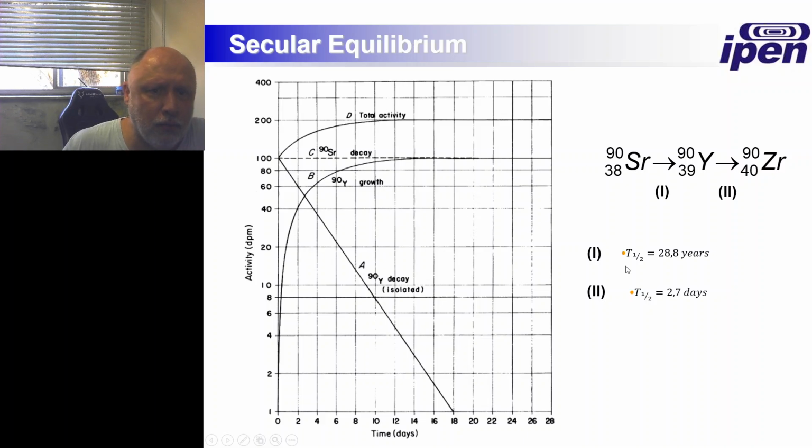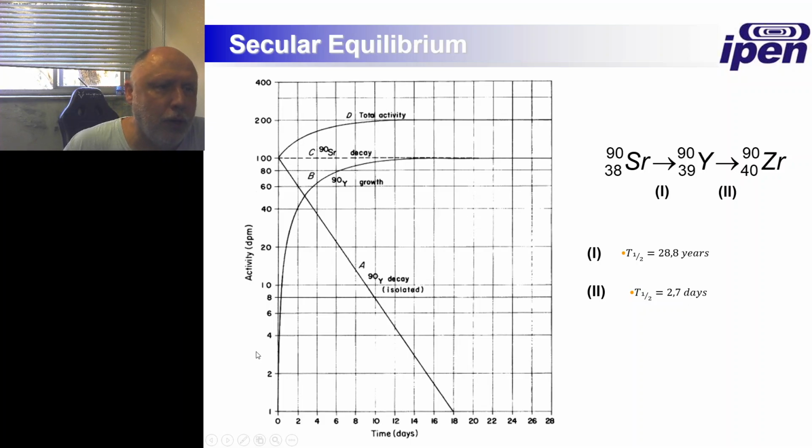Strontium 90 has a half-life of 30 years, 28.8 years. Yttrium 90, 2.7 days. A lot less, right? When we say a lot less, we usually talk about 100 times. It's a good measure. So this is much more than 100 times, right? So what happens? Remember, this is 30 years against 3 days.